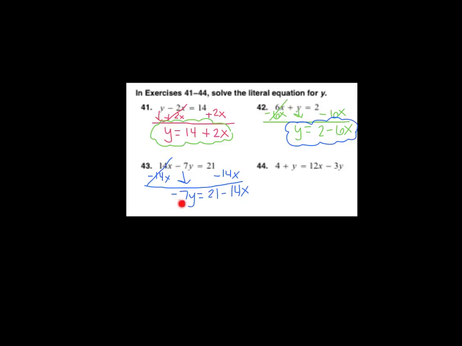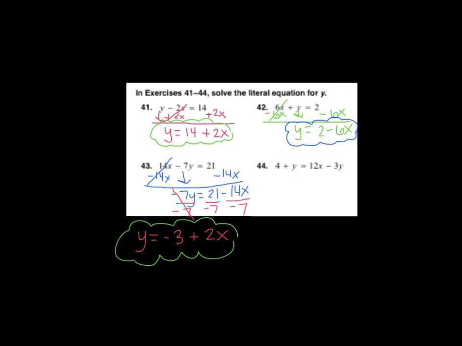Notice it's being multiplied right here by negative 7. So the opposite of multiplying by negative 7 would be to divide. Now when you go to divide, make sure you divide every single part of the equation by negative 7. So negative 7 divided by negative 7 will leave me with 1y. Then I've got 21 divided by negative 7, which is negative 3. Then I have negative 14x divided by negative 7. So negative 14 divided by negative 7 would leave me with positive 2x. Now I know I'm finished because y is all by itself.